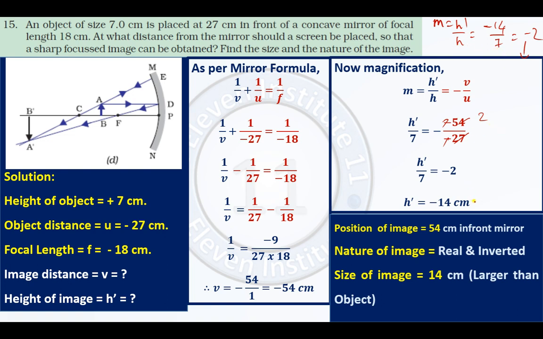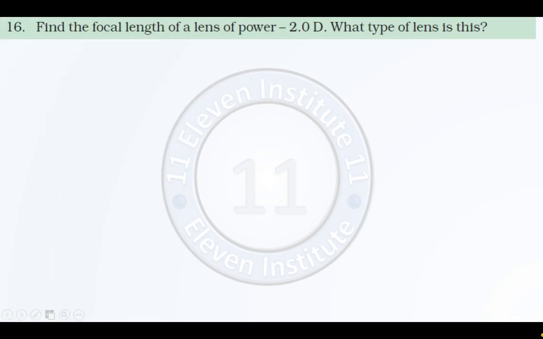After doing this, please add this step. This negative value indicates that the image formed is real and inverted. Again, I request you to please pause the video and write this sum down in your CW. Alright, I hope you have written this. Let us move ahead to number 16.